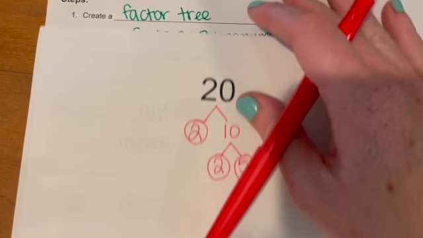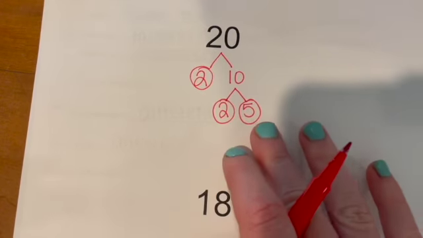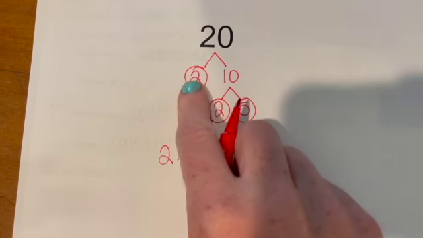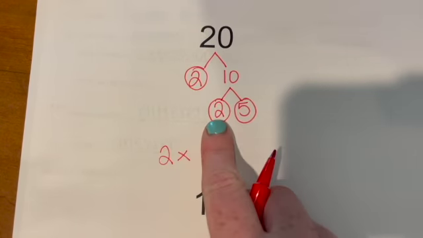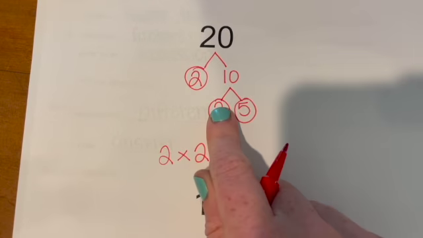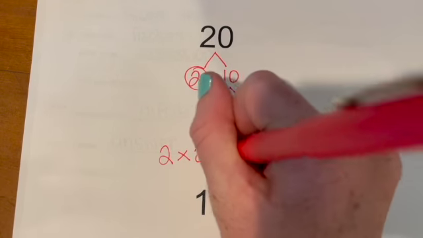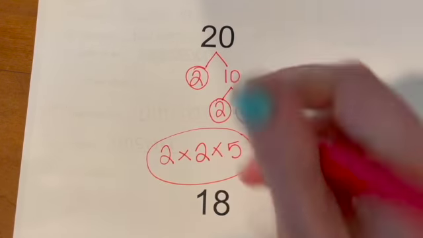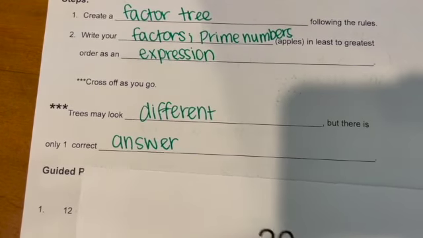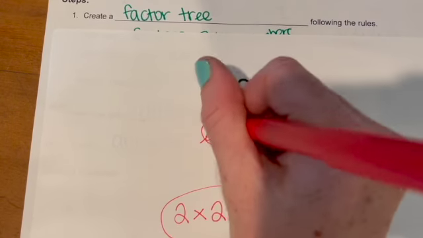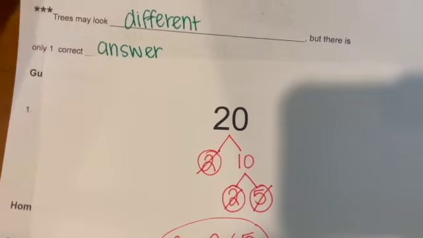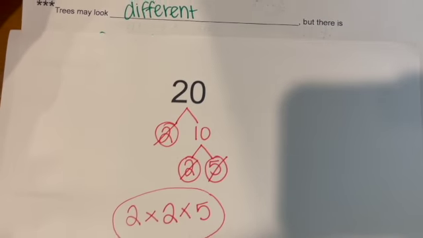I actually haven't done that yet. So now that I have my factors, I need to write an expression. 2, this is for that 2, multiplied by 2, and then I'm multiplying it by my last factor, 5. So this would be my answer. Oh, I forgot to cross off as I went. Don't forget to cross off. Okay, I'm just going to double check. Did I do all my steps?